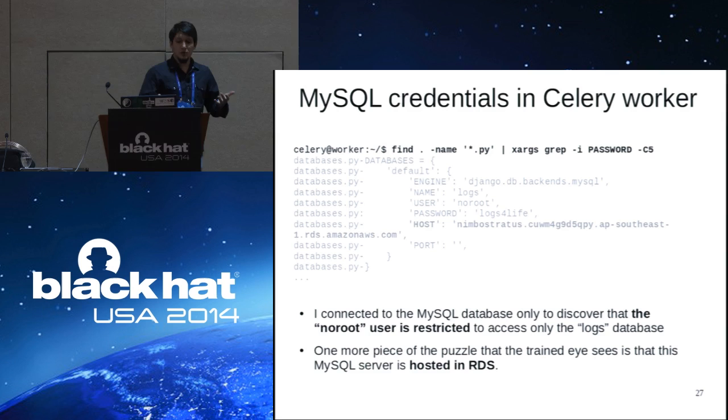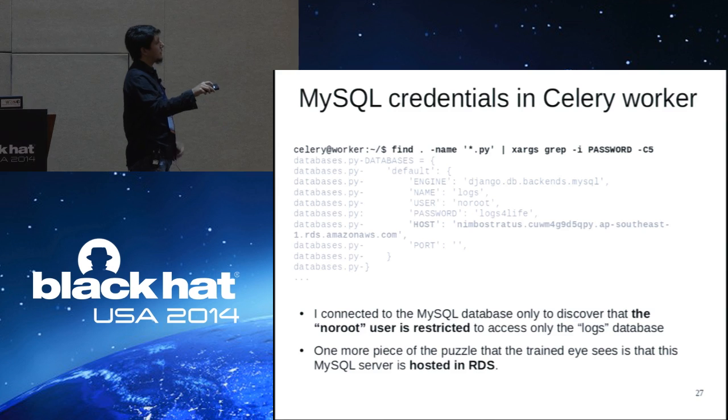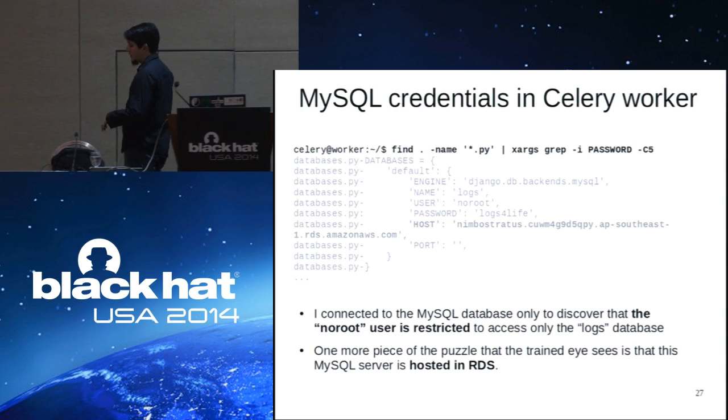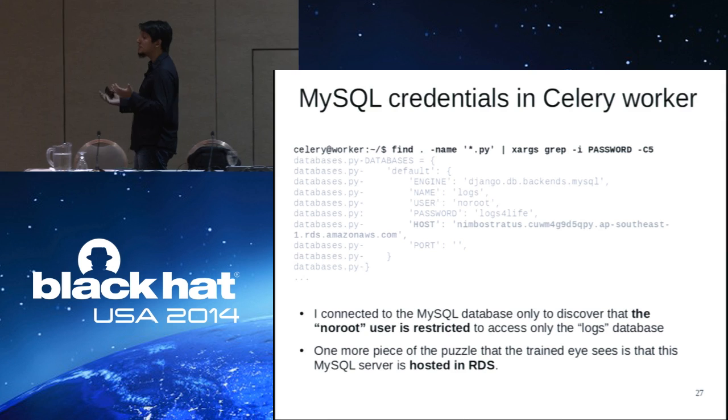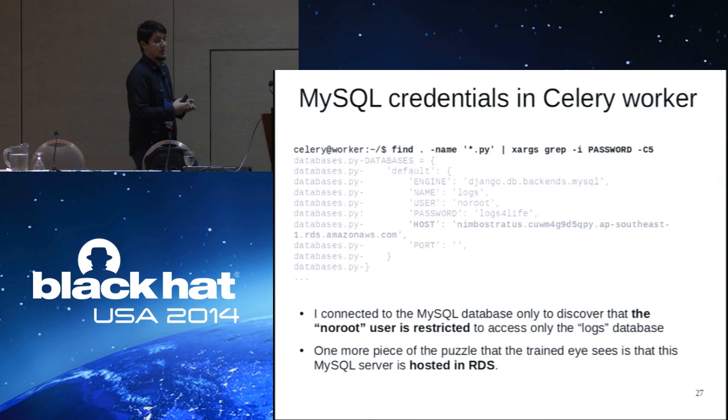hosted also in the Amazon cloud for this Amazon user. And how did I know that? Because if you take a look there, the configuration for this worker says that the host where this MySQL database is says something like yada yada yada .rds.amazonaws.com. That means that MySQL database is part of something called RDS. RDS is a managed database that Amazon provides.